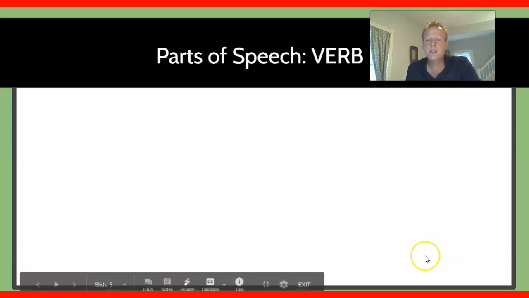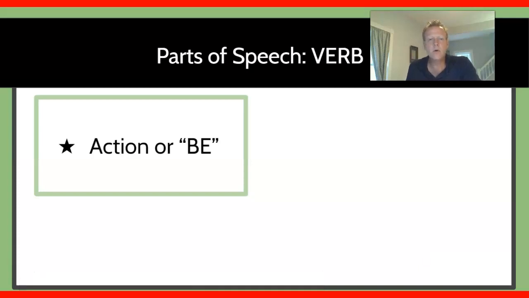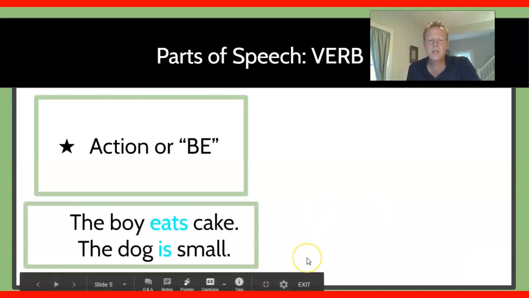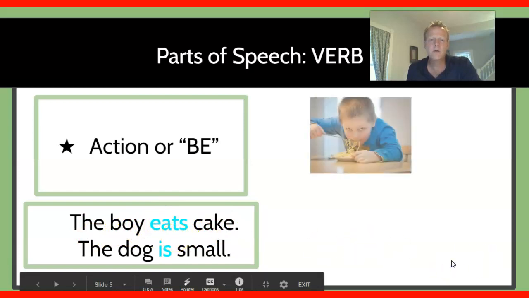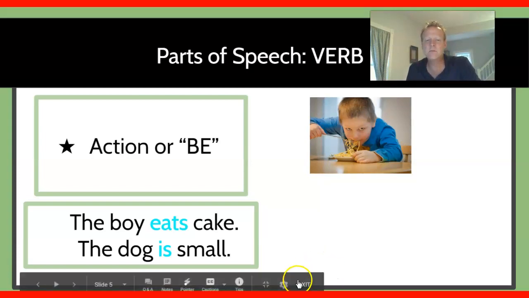All right, let's take a look at verbs. A verb can be action, or I just say be, a state of being, okay? Those are the two kinds of verbs that are most common. Let's take a look at this example. The boy eats cake. So eating, it's an action, right? So it's a verb.